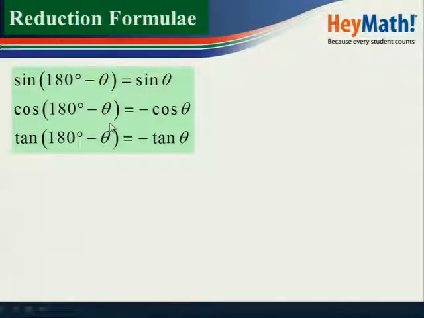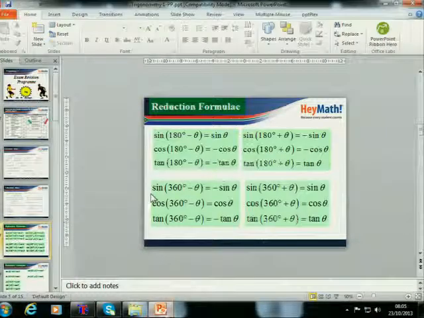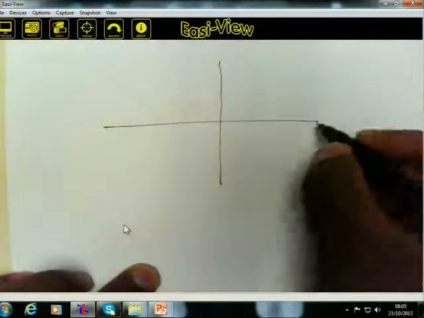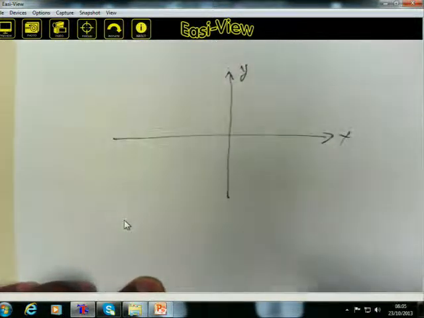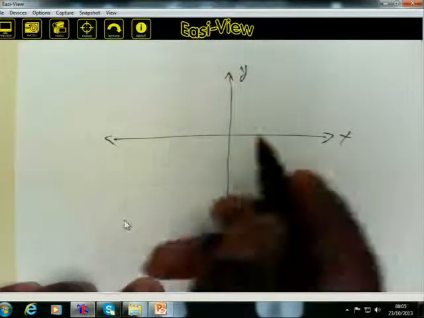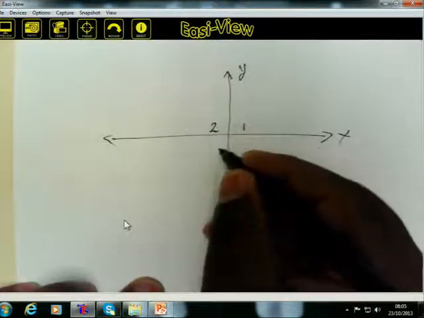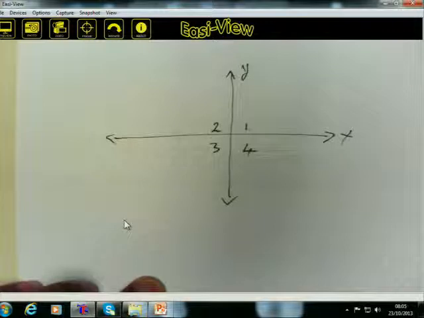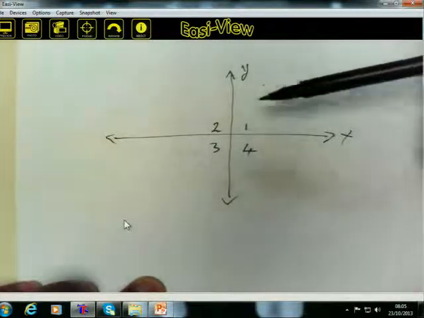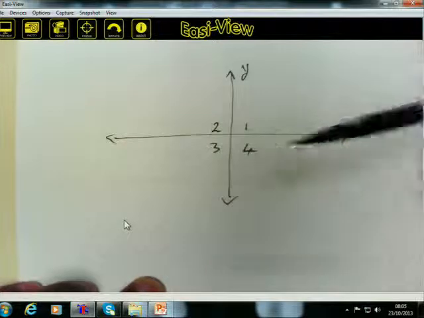Do you still remember the CAST diagram? I can see some of you still do remember, some don't remember. Let me quickly take you through the CAST diagram. Imagine you've got the Cartesian plane, the horizontal axis, the x-axis, and the vertical one, the y-axis. Remember, a Cartesian plane has got 4 quadrants: the first quadrant, the second quadrant, the third quadrant, and the fourth quadrant.